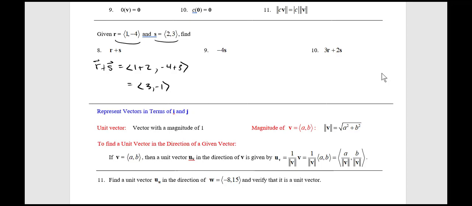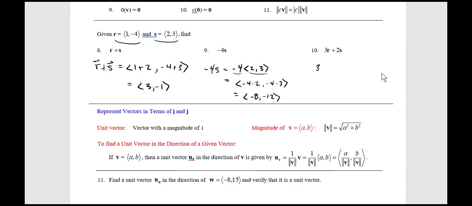Problem 9 here. Now that you've seen how this is not going to be too hard, you might want to pause and do 9 and 10 on your own real quick. I'm going to jump right in though. Negative 4s is just negative 4 times the vector 2, 3. So this is a scalar multiplied on a vector. We saw a scalar multiplies every component of the vector. This is negative 8, negative 12.